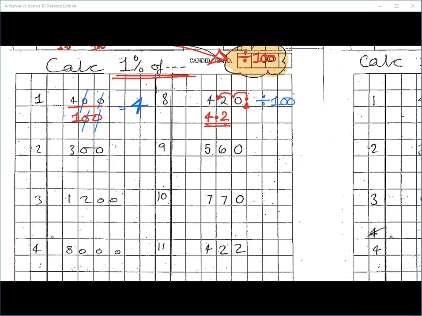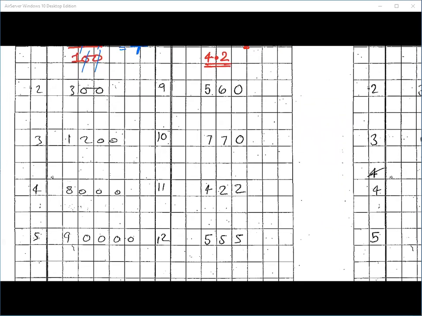We need to put the 0 down in the final answer? No. So if you got a whole number on this side and you're dividing it by 100, how many zeros do we remove? 2. And if we don't have 2 zeros, what we do is we have to put the decimal point in at the end of the number and move back how many places? 2 places. Okay, lovely. Right, thank you for that.